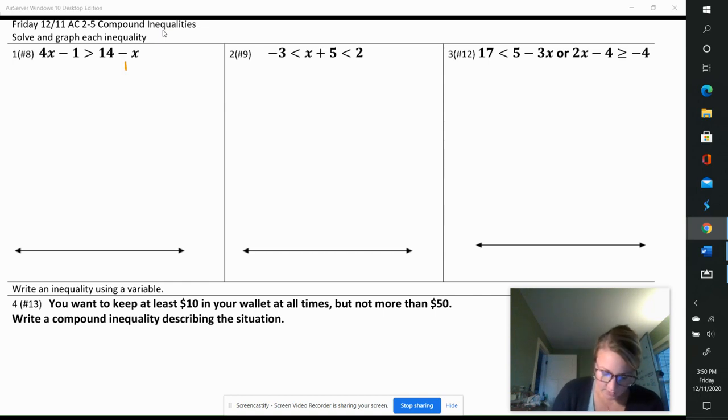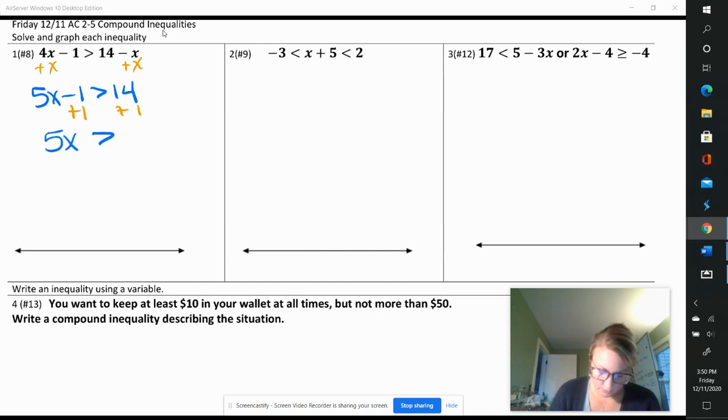So I am going to add x to move that term to the left. 4x plus 1x is 5x. I'm subtracting 1, so I want to add 1 to both sides. 14 plus 1 is 15. And the last step to solve, because I'm multiplying x by 5, I want to divide both sides by 5. So I get x is greater than 3.